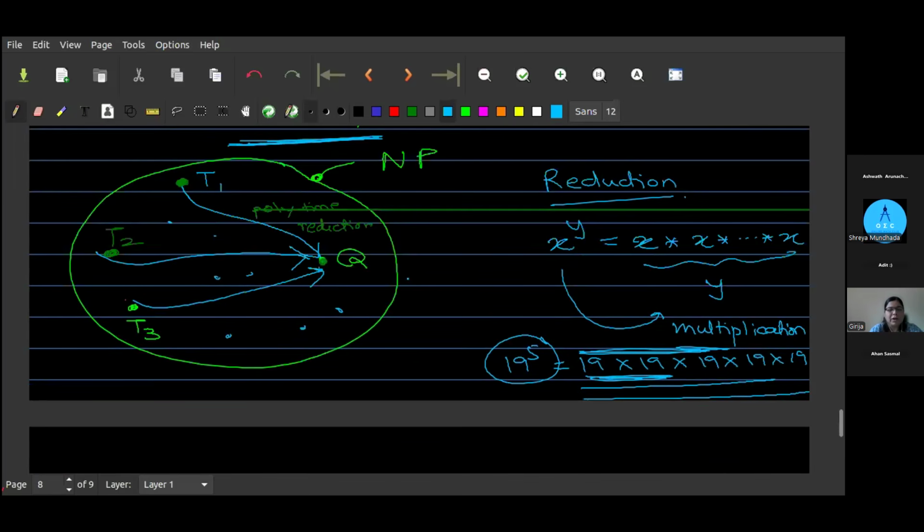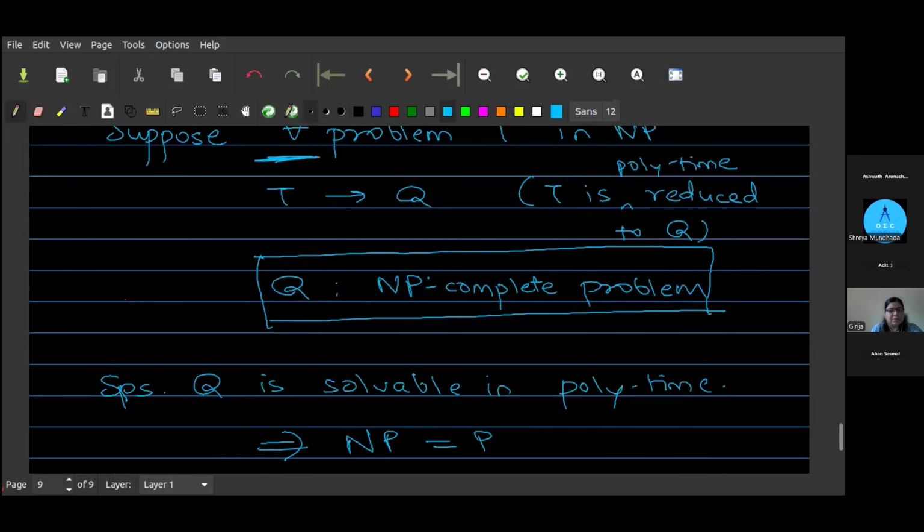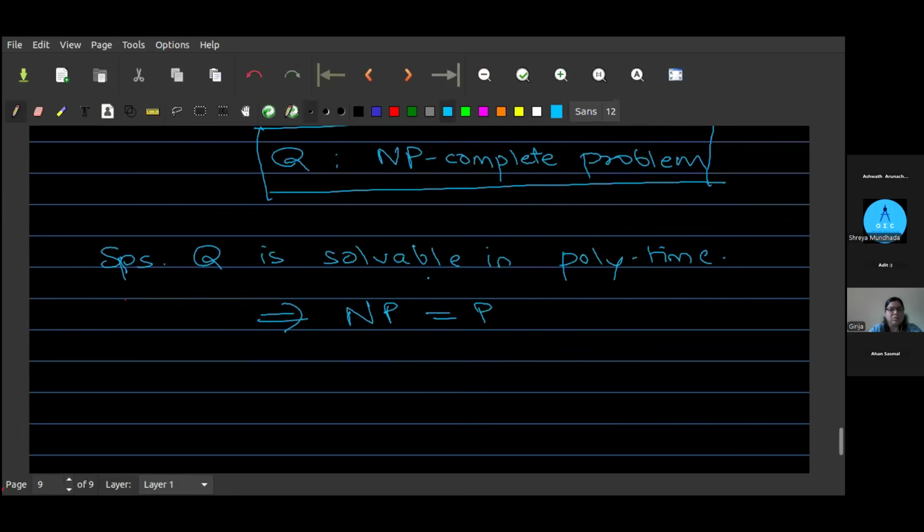Just having Q in polynomial time is not helpful. The reduction should also be in polynomial time. But right, in fact, such problems exist. You can show that any problem in NP reduces to them.